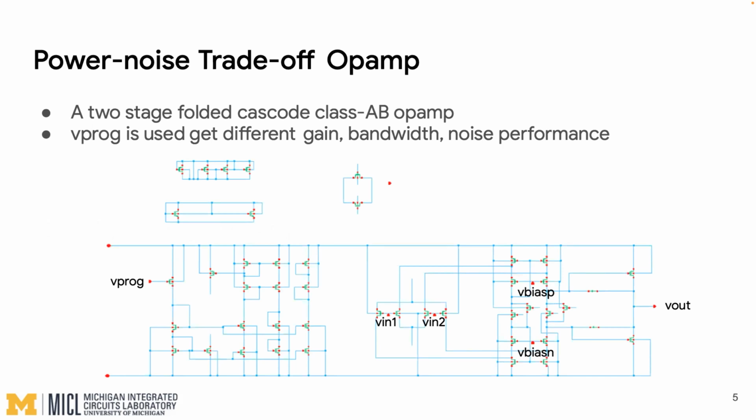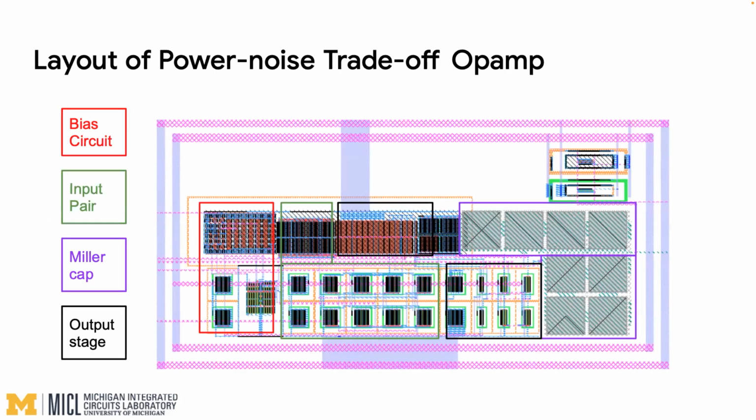First, our circuit is a two-stage folded cascode Class AB Opamp. The functionality of this Opamp is basically you can change the VPROC, and then you can get different gain, different bandwidth, and different noise performance under different power. And this is the layout of our Opamp.